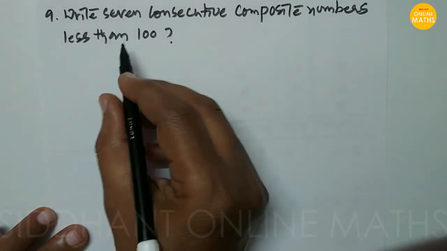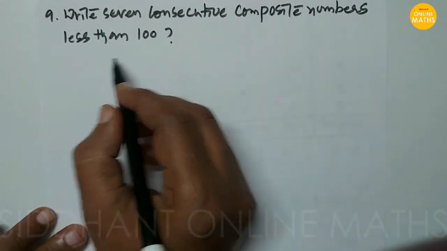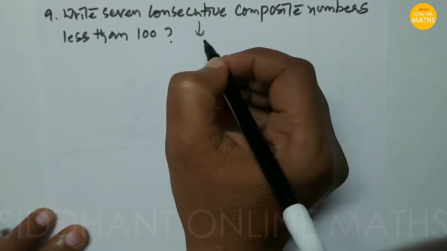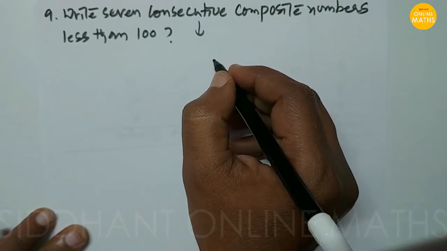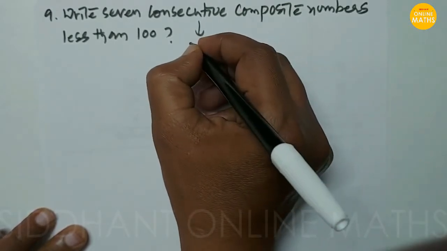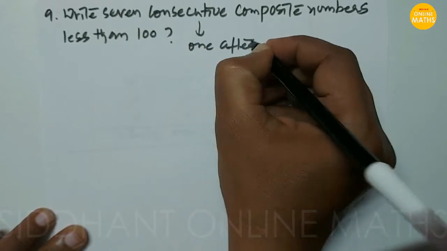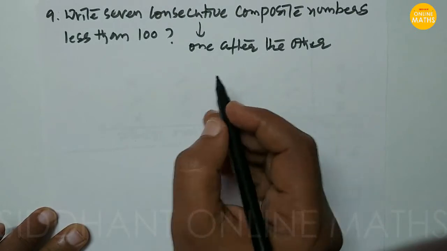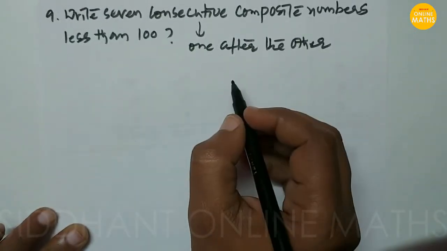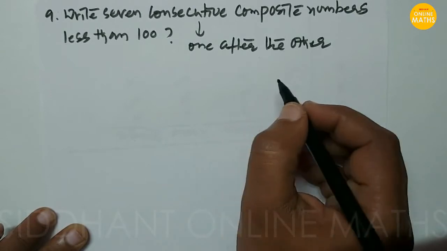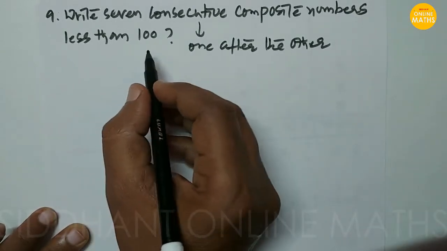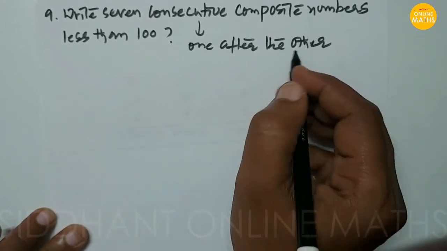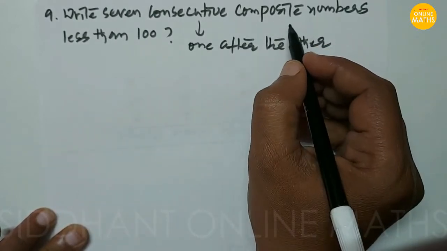Ninth problem: write 7 consecutive composite numbers less than 100. Consecutive here means the numbers which occur one after the other, like 2, 3, 4, these are consecutive numbers, or like 11, 12, 13, these are consecutive numbers. So we have to select such 7 consecutive numbers, and in that the numbers should also be composite numbers.